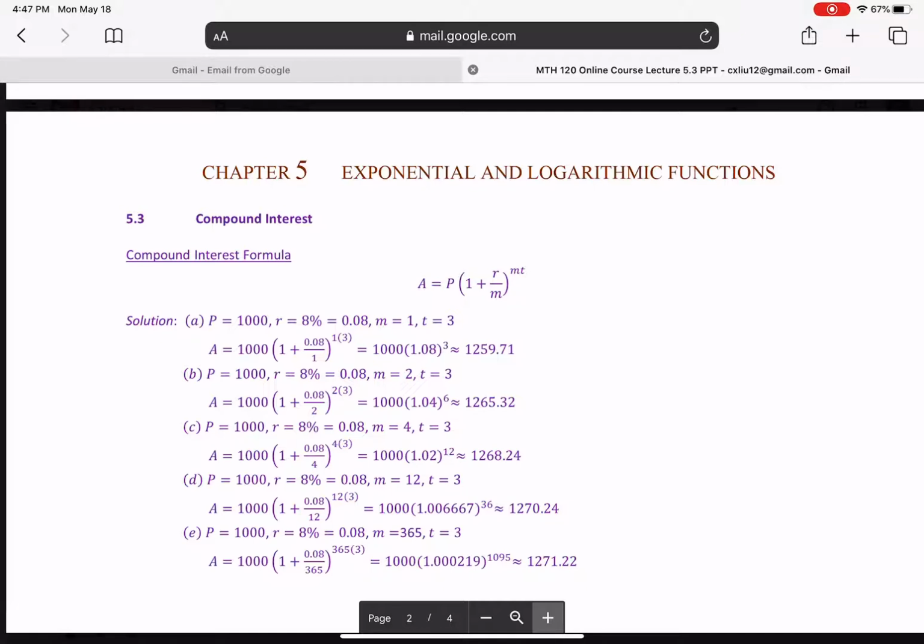But if we compare D and E, from monthly compounding to daily compounding, we only get $1 extra. So that's why most banks compound the interest monthly instead of daily.